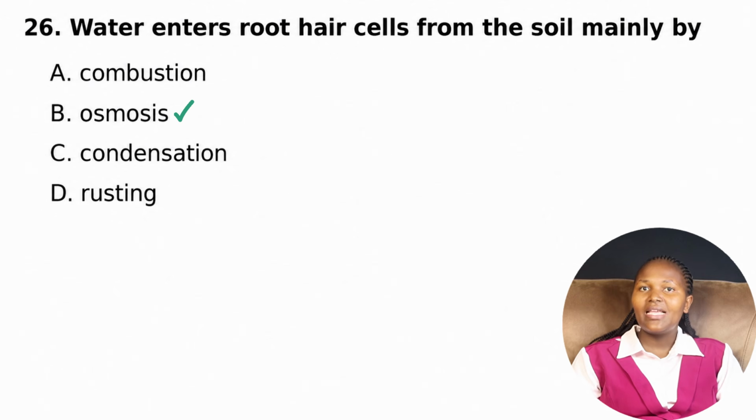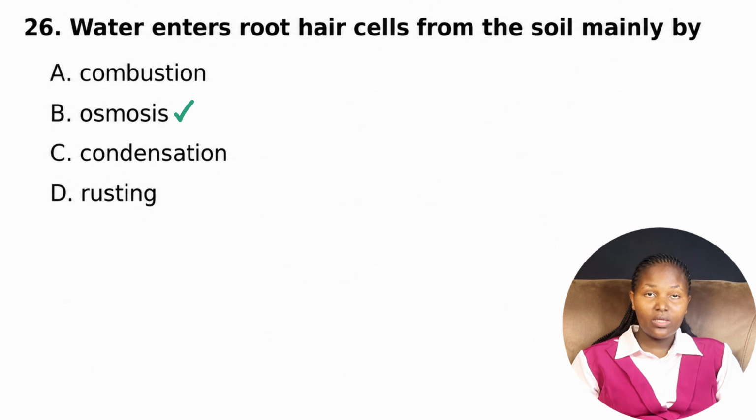And root hair cells are well suited for absorption because their long extensions provide a large surface area in contact with soil water.